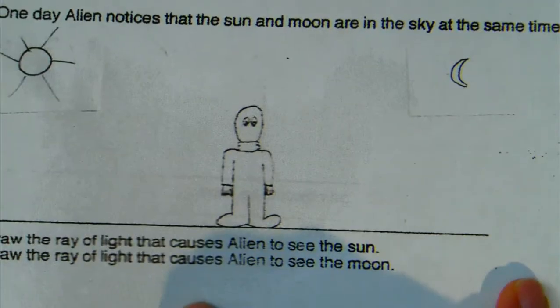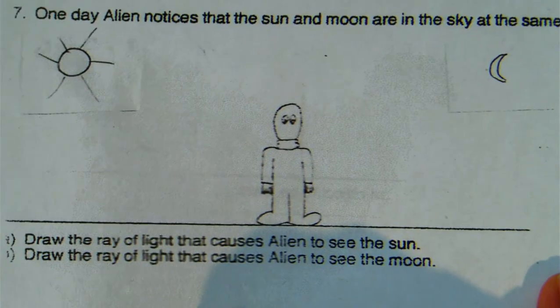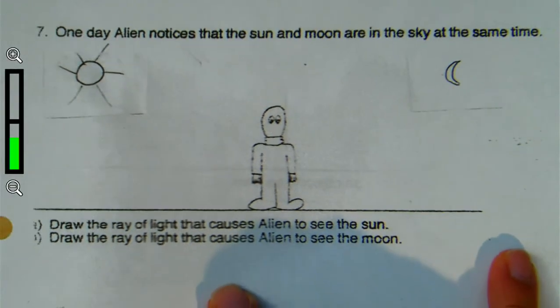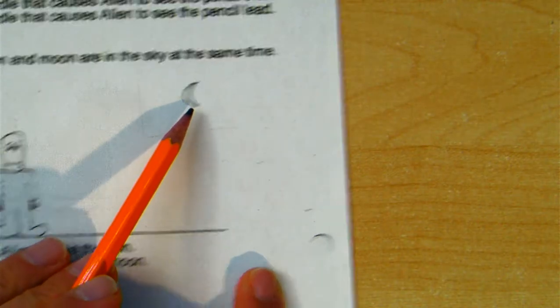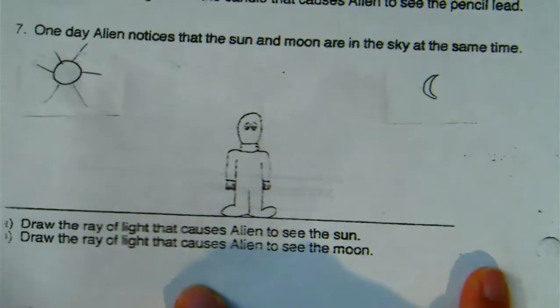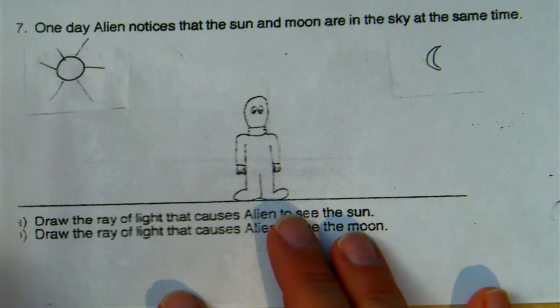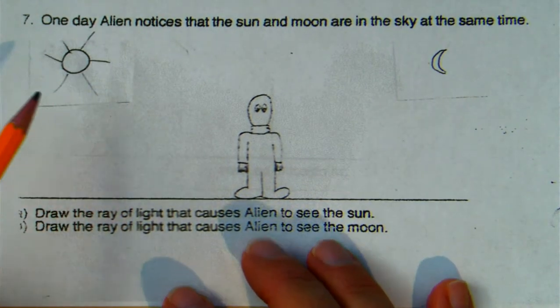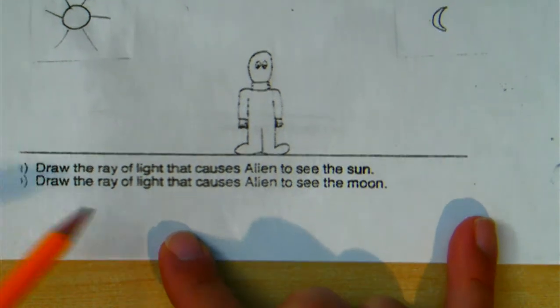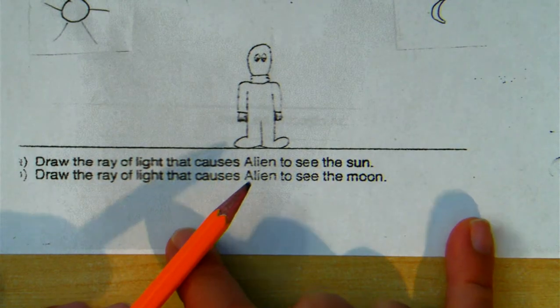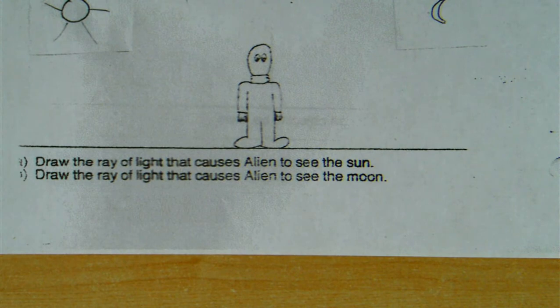Number 7, the very last one. One day, alien notices that the sun and the moon are in the sky at the same time, something that happened here on Earth just a few days ago or last week. And then part A and part B, draw the ray of light that causes alien to see the sun, and part B, draw the ray of light that causes alien to see the moon.